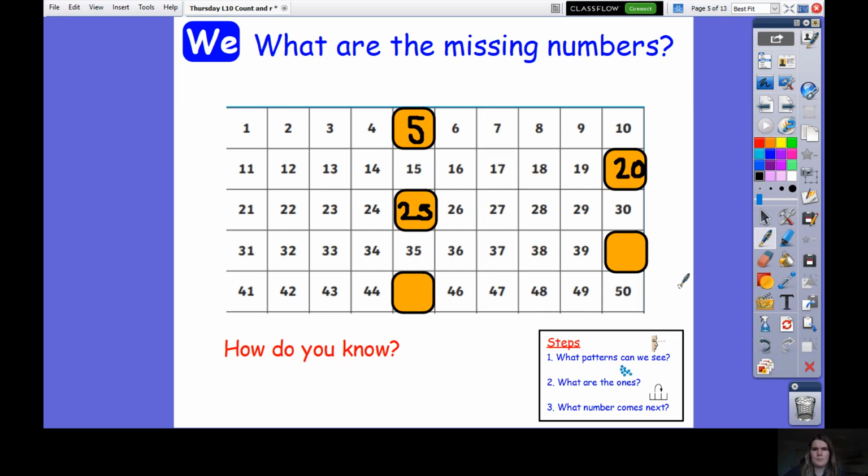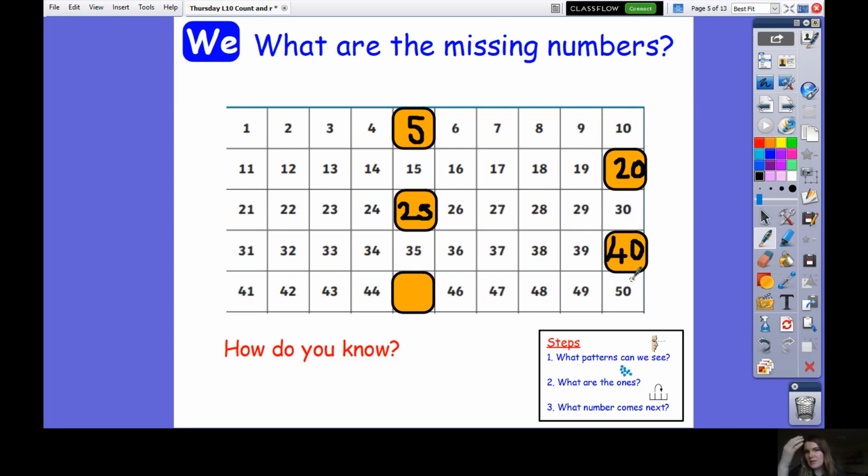What do we think? What's this one? 40. Why do you think it's 40? Because you counted in your 10s from the top. Okay, let's do that together then. 10, 20, 30, 40, 50. Well done. We've got one more missing number.